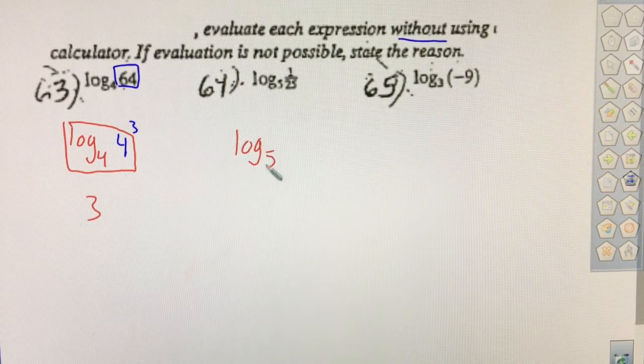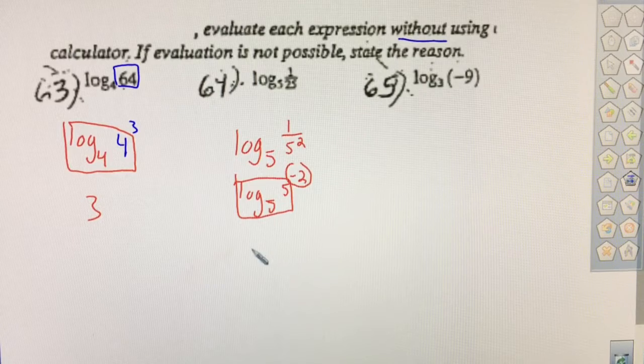Log base 5 of 1 over 25, well, that's 1 over 5 squared. Or log base 5 of 5 to the -2. That -2 goes out front, and this changes to 1, so my answer is -2. And these are doable on the calculator, they just ask you to do it without the calculator.